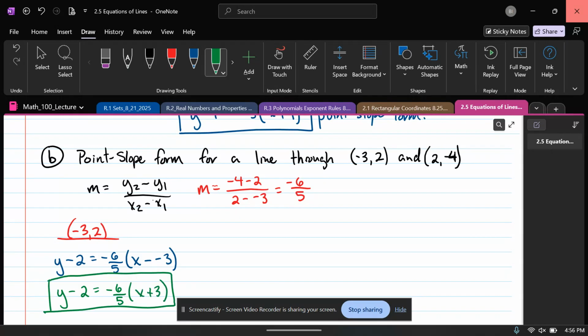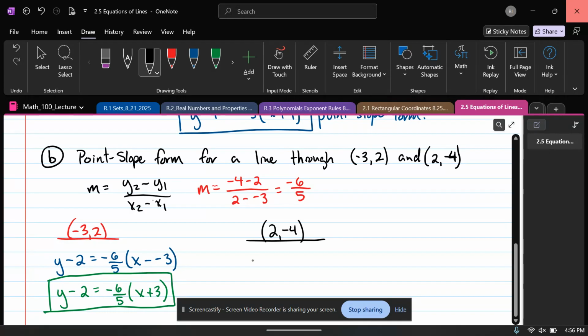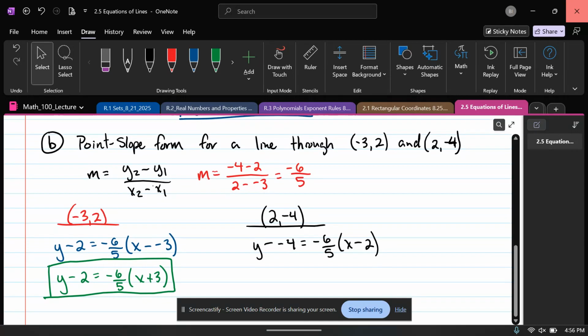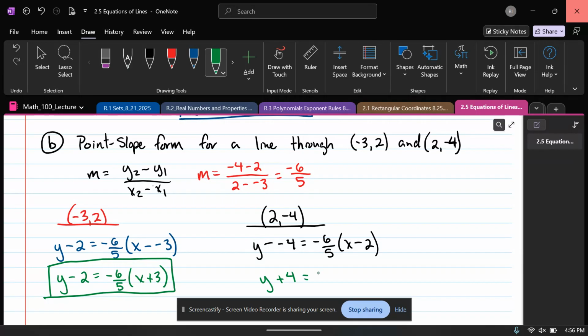That's a correct answer. If I use the point -3, 2. But if I use the point 2, -4, I'm going to have y minus -4 equals -6/5 x minus 2. Got to clean that up a little bit. I got a double negative on the y side. That's going to be y plus 4 equals -6/5 x minus 2. That is also correct.